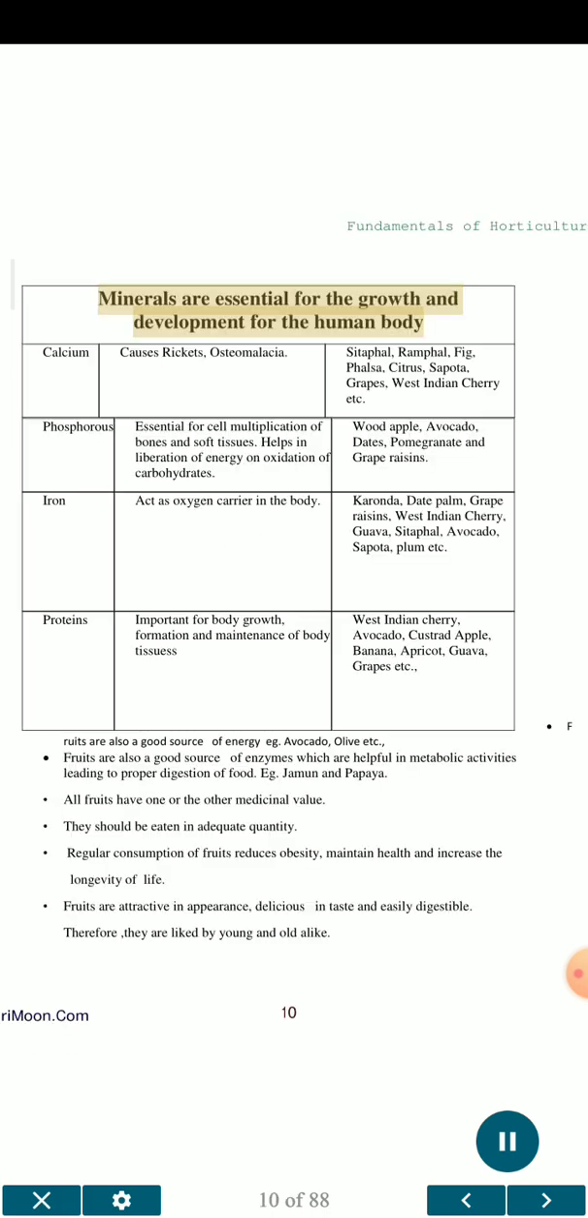Minerals are essential for the growth and development of the human body. Calcium deficiency causes rickets and osteomalacia. Sources: sitaphal, ramphal, fig, falsa, citrus, sapota, grapes, West Indian cherry, etc.